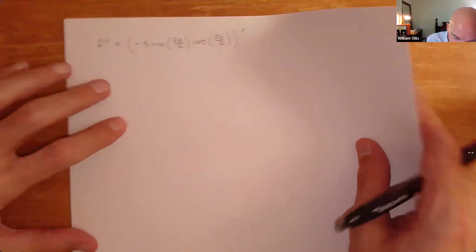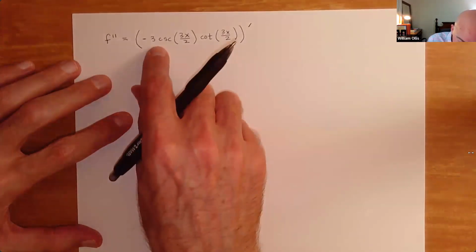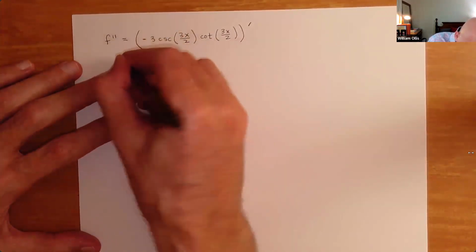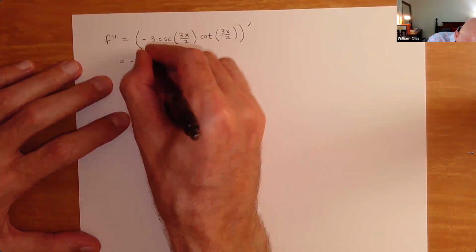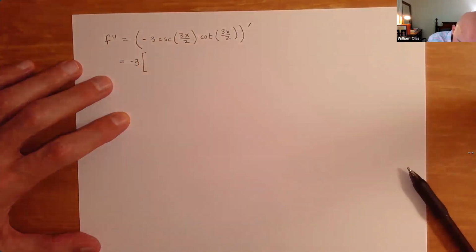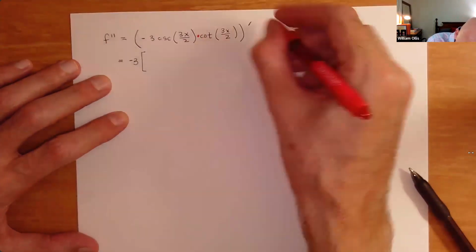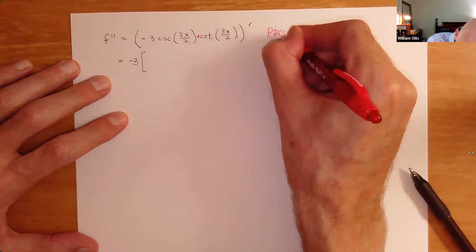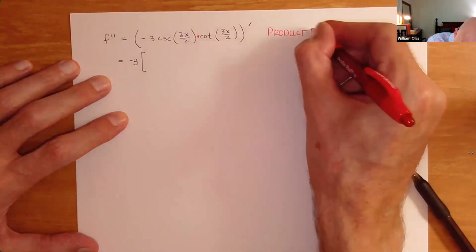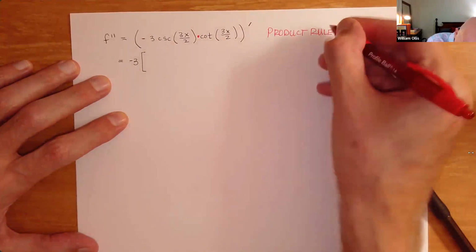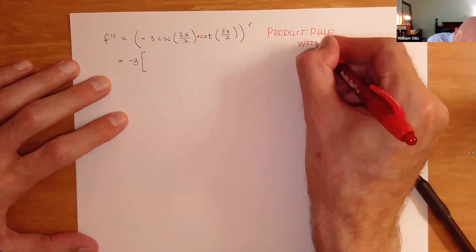So now let's go ahead and factor the -3 because it's just in the way. And let's note that we have a product here. So put a little dot there. So we have to use the product rule with the chain rule. Product rule with chain rule.